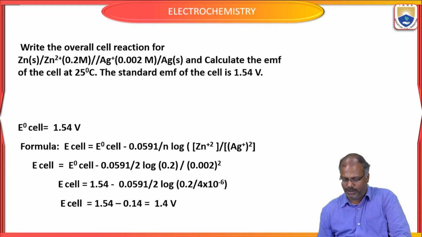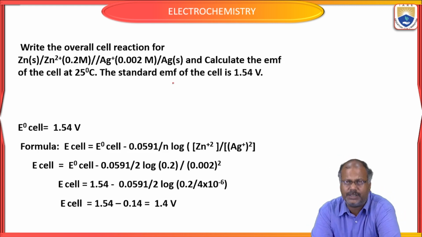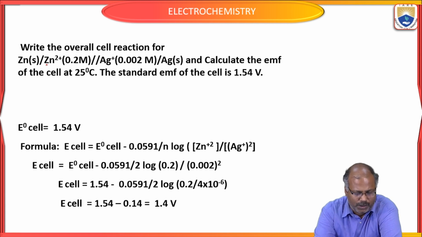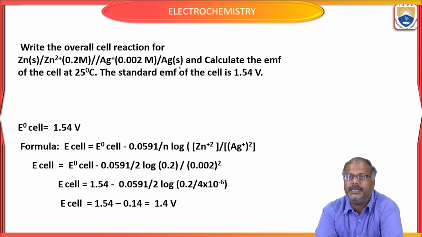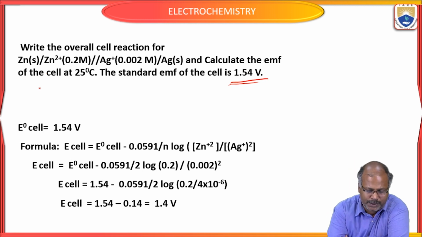Write the overall cell reaction for zinc solid, Zn2 plus ions at 0.2 molar, salt bridge, Ag plus 0.002 molar, Ag solid, and calculate the EMF of the cell at 25 degrees. Standard is 1.54. Okay. So here also the cell representation is given. So cell reaction.